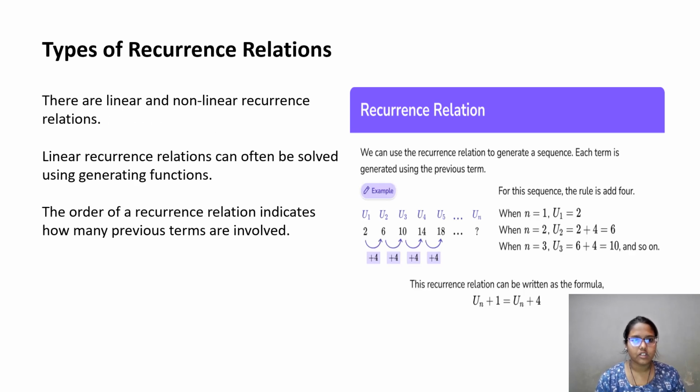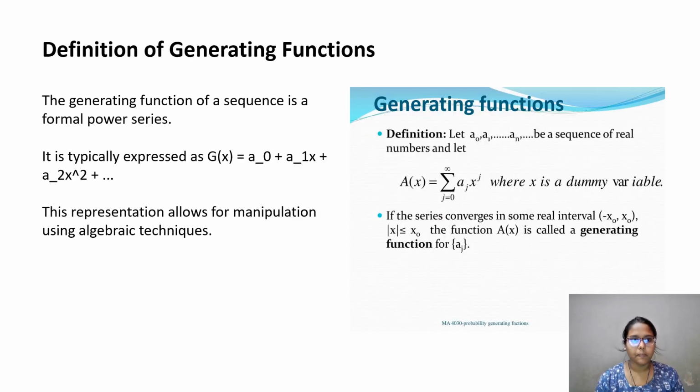Types of recurrence relations. There are linear and non-linear recurrence relations. Linear recurrence relations can often be solved using the generating function. The order of a recurrence relation indicates how many previous terms are involved.